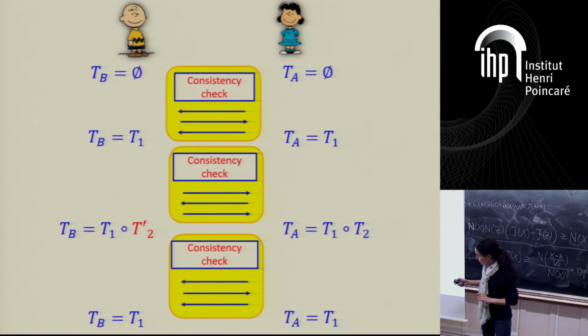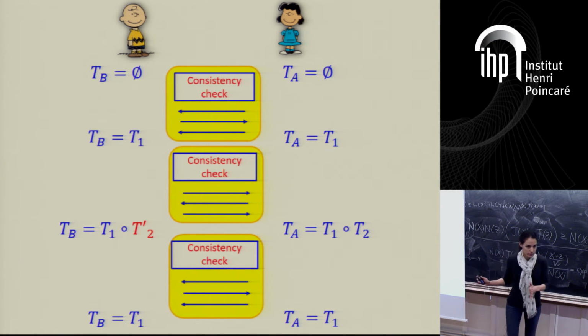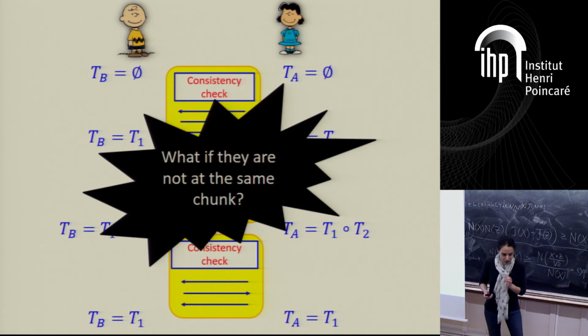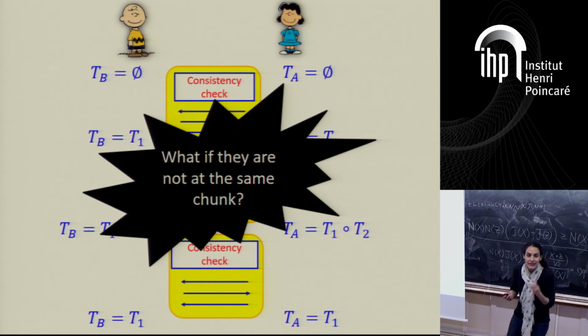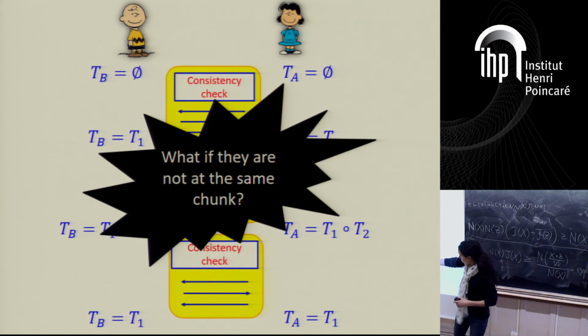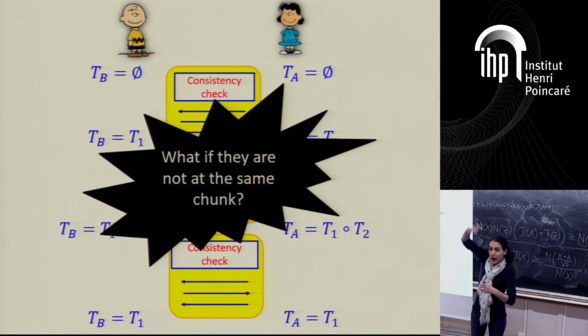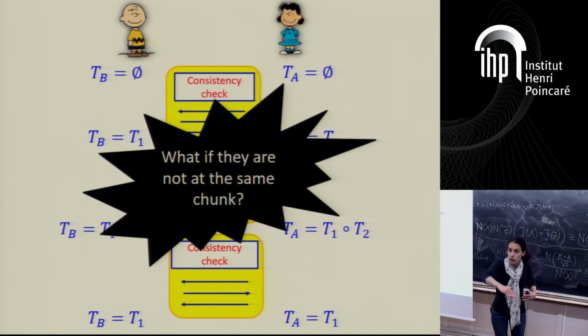OK, so this doesn't work. It almost works, but here's the problem. There's one problem here that can cause a failure. What if we're not in the same chunk? What if I, with T1, T2, T3, think we're on the third chunk of the original protocol, and you think we're in the first chunk of the original protocol? And so we're never going to get into sync again. I have no mechanism of syncing together.